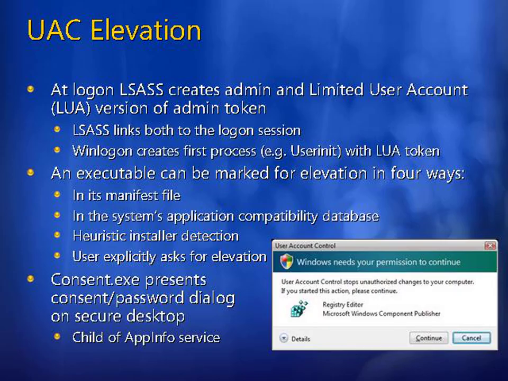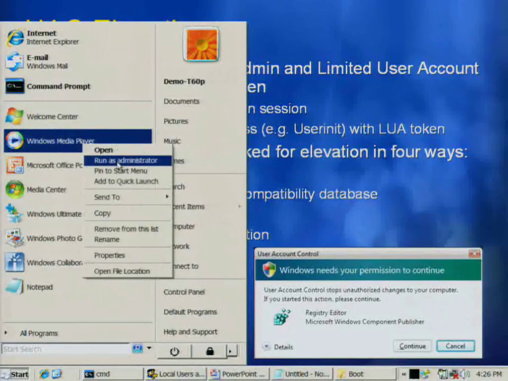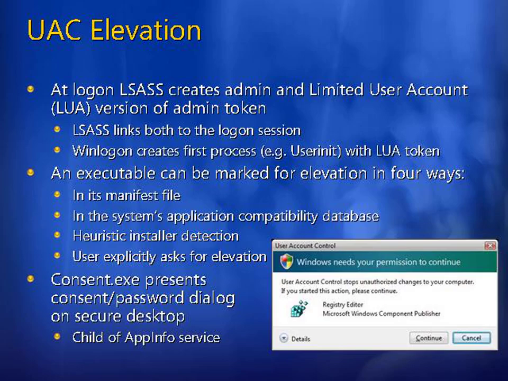How can an executable request elevation? In the manifest file, or in the system's AppCompat database, or Windows for the common known setup exes will heuristically detect, yes, this is something that needs elevation, or you ask for elevation by doing right-click, run as administrator. Now that's a little confusing, maybe. It used to be called run elevated in the GUI. So run as administrator doesn't mean run this under the administrator account. It means run this under my account with the administrator SID in my token, not disabled, and the full privilege list that I would have had had I gotten everything that administrators are normally configured to get. Got that? Got it. Okay.